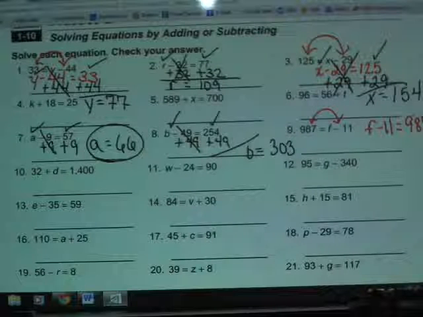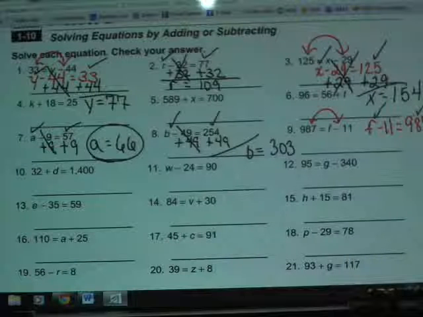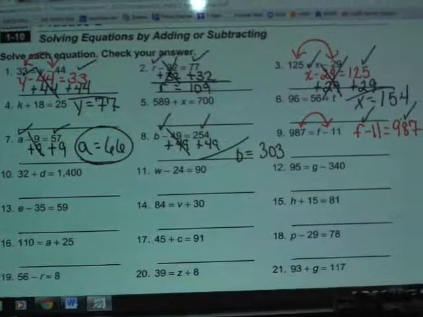All right, let's go ahead and take a look at number 9 now. In number 9, we've straightened this one out already, so we're ready to solve. Variable f is on the left side, that's good. And the number 987 is on the right side of the equal sign, that's good. So the one troublemaker we have here is the 11. The 11 is going to have to be moved.